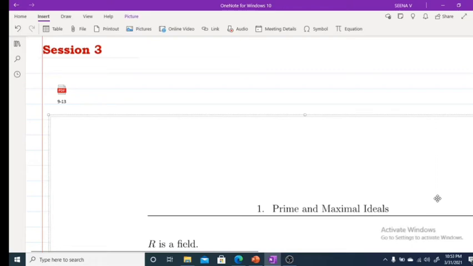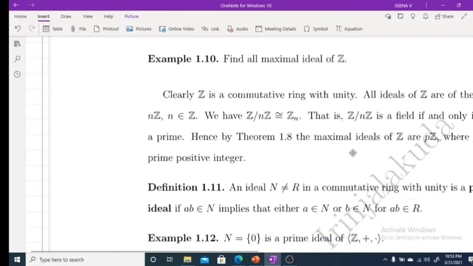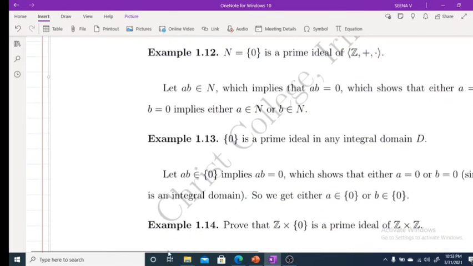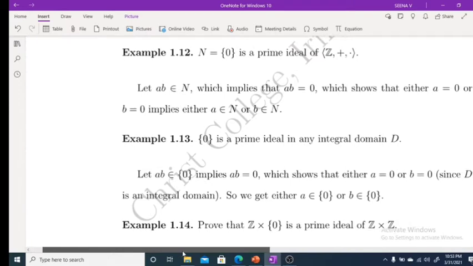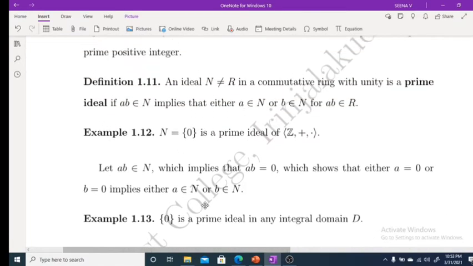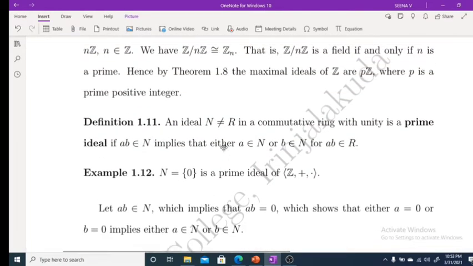Hi. Today also we are continuing the section prime and maximal ideals. Last class we discussed the definition of a maximal ideal. Now we are moving to the definition of a prime ideal.